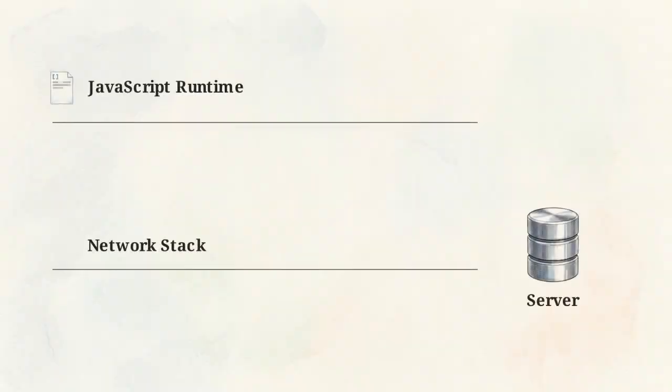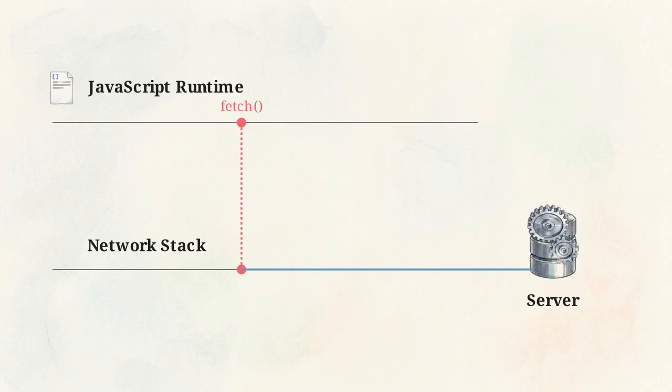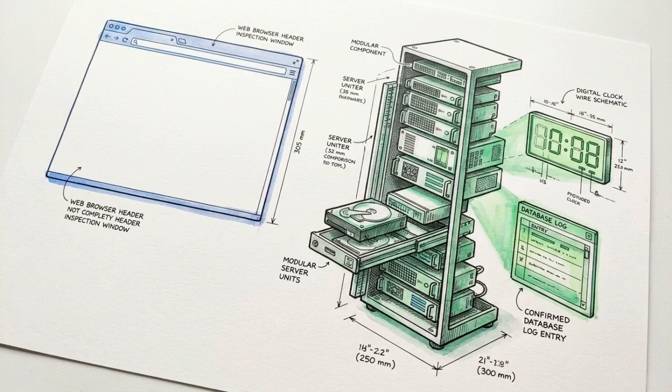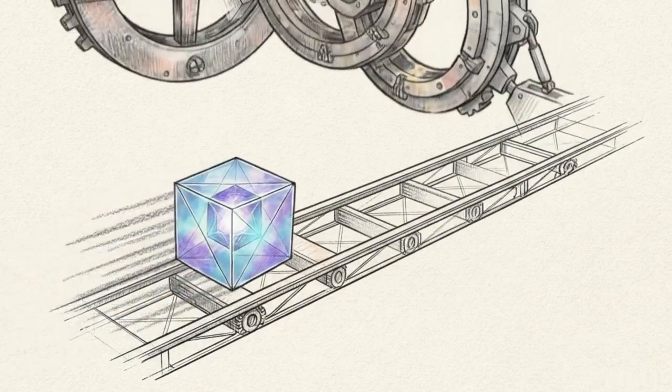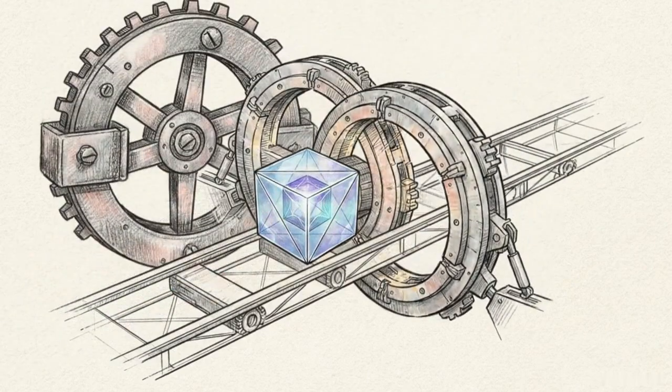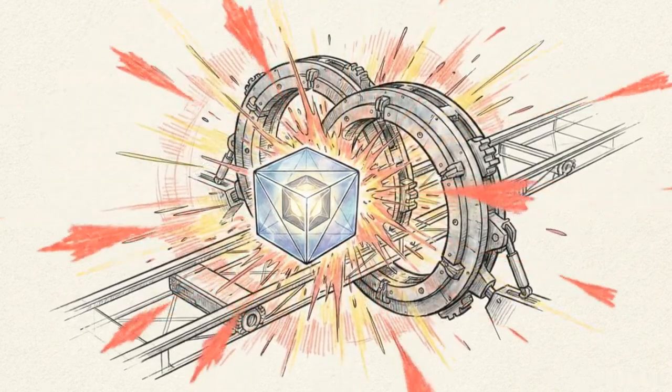Let's map the sequence. JavaScript invokes fetch, passing parameters to the network stack. Because criteria are met, the stack transmits the packet over the internet to the server. The server receives the packet and executes side effects, like updating a database. Only then does the server send its HTTP response back toward the client. The critical takeaway here is that the outbound network transaction is 100% complete before the browser evaluates a single security header. The actual security intervention finally occurs at the exact microsecond the server's response hits the browser's network stack.